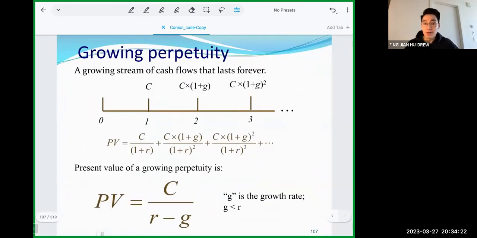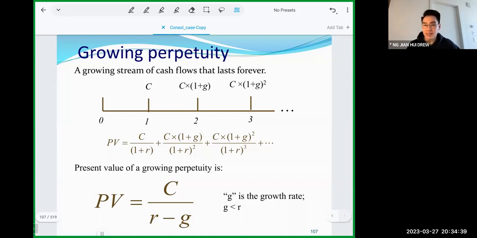Just now we talked about perpetuity, meaning that we're getting the same amount of money, $100, forever to infinity. Now, we're going to make it a bit tougher. We're going to think about growing perpetuity. So what does this mean?